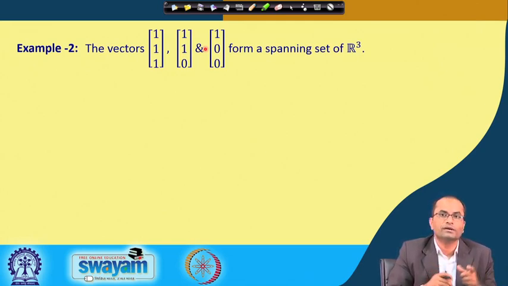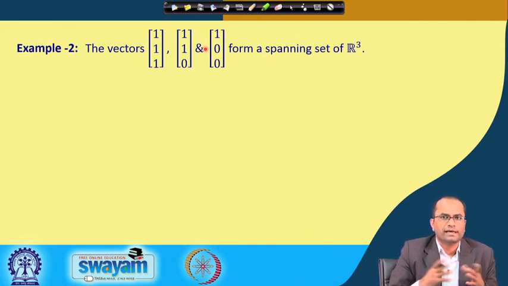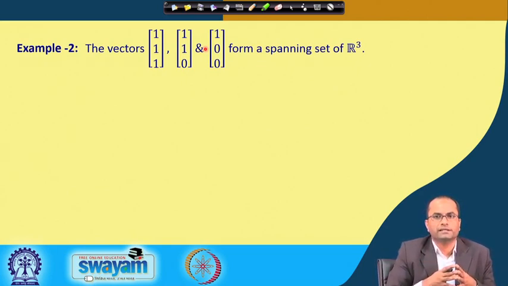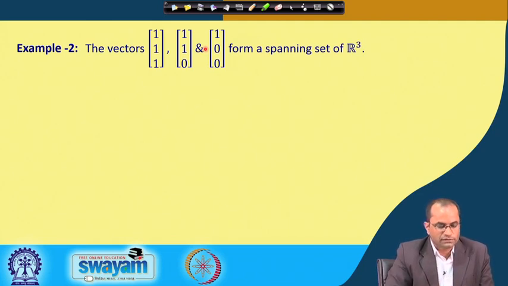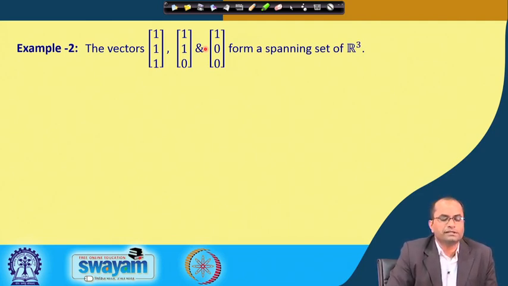We have seen already one example where the vectors were taken as 1 0 0 and 0 1 0 and 0 0 1. This is another set, and again we are claiming that this forms a spanning set of this R 3. So, naturally this spanning set is not unique. We can have a different set of vectors that span the same vector space. So, here is another example where we will see that this set can also span R 3.